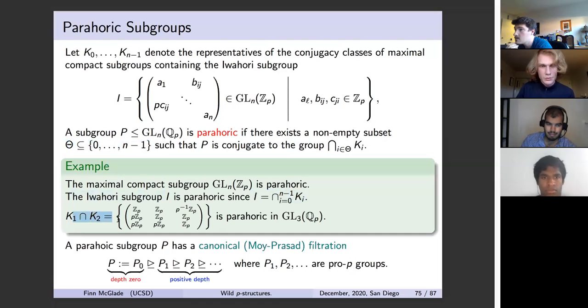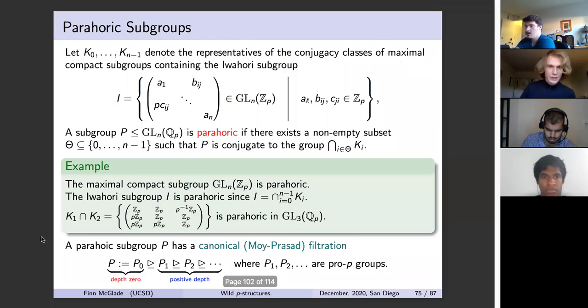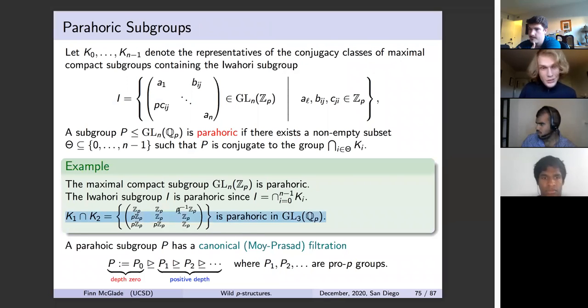And then here's just some random example of a parahoric. I just intersected these subgroups K1 and K2 from the previous slide, and I found that the thing I ended up with looked like this. So this is also going to be a parahoric subgroup. So there are things which are conjugate to intersections of the Ks. And these parahoric subgroups are going to give us another example of a wild P structure.